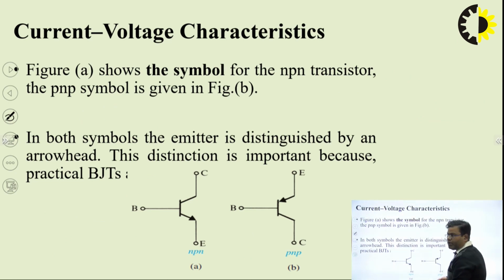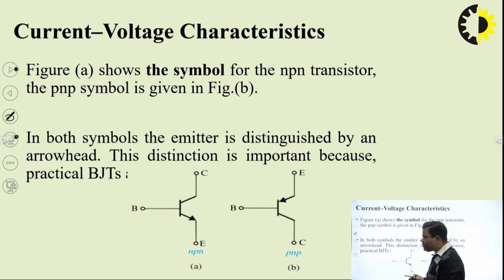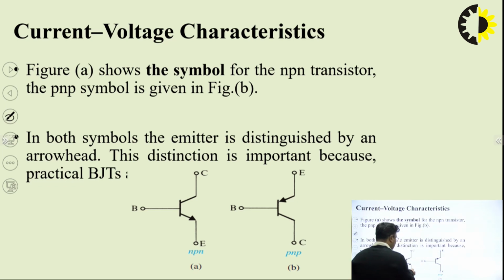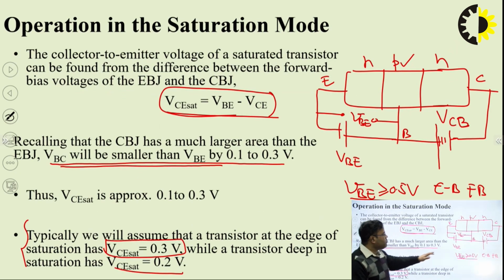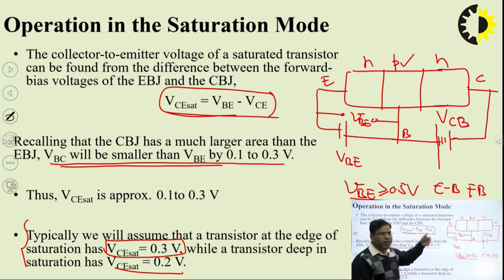So now we are going to discuss some more details of BJT. Before detailing, this is the symbolic representation of NPN and PNP, because this diagram is not very suitable when we are using BJT in complex circuits.